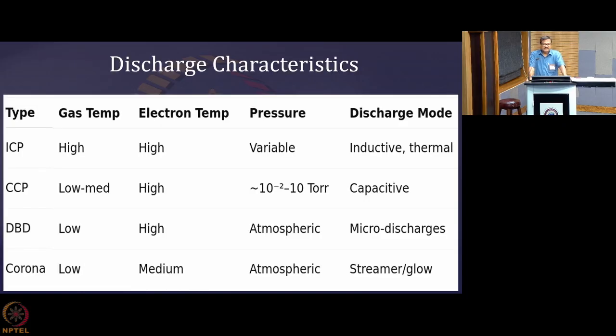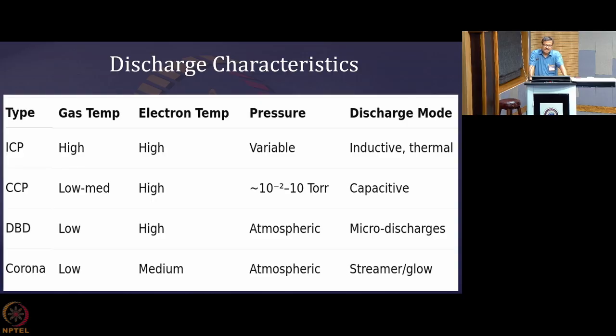Now as far as the discharge characteristics are concerned, I have summarized them over here. ICP: the gas temperature is high, electron temperature is also high. They are mostly operating in the thermal regime, when you operate at atmospheric pressure say. Then pressure is variable, but if you go to lower pressure, you can generate ICP at much lower gas temperature. Electron temperature still may be quite high. The discharge mode is inductive, and if you are operating at atmospheric pressure in the thermal regime, then of course the temperature is also high.